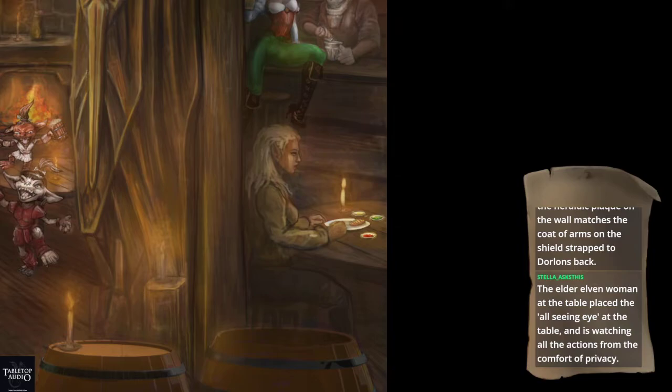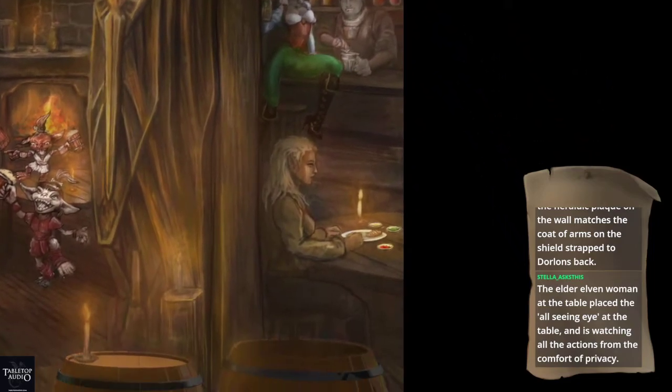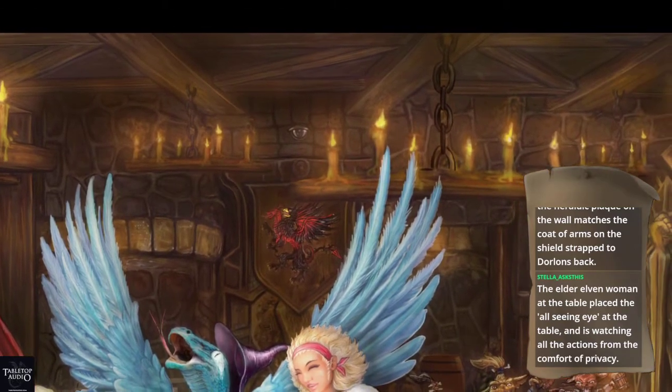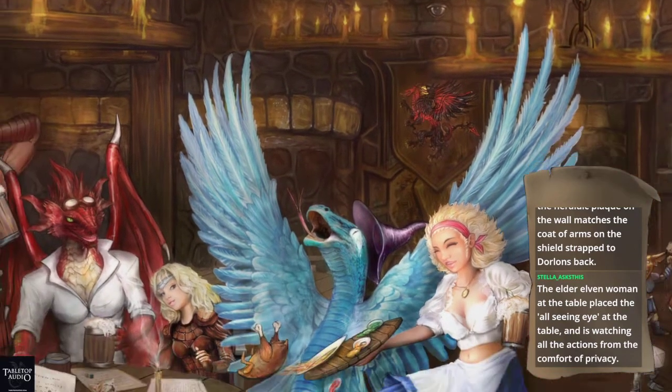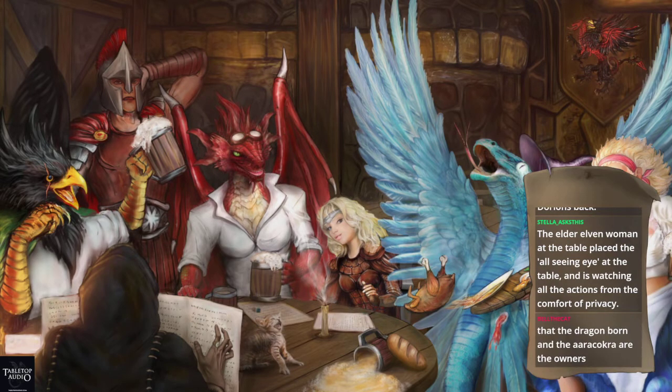She's security, right? She's out of the way, she's behind this pillar and this carving, and she might actually be the one who's working security and keeping an eye on everyone from the eye up here. Belle the Cat is thinking that the Dragonborn and the Arakocra are the owners.